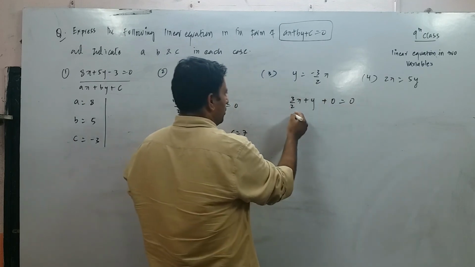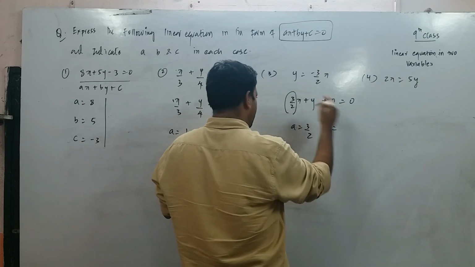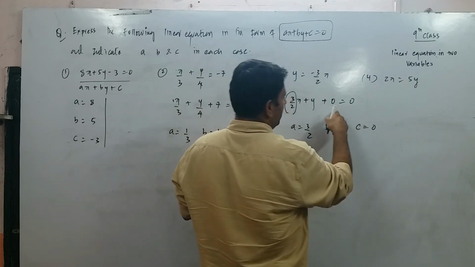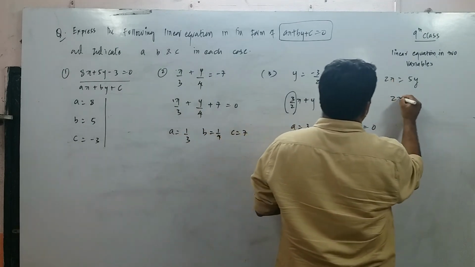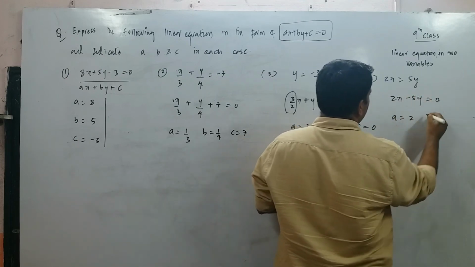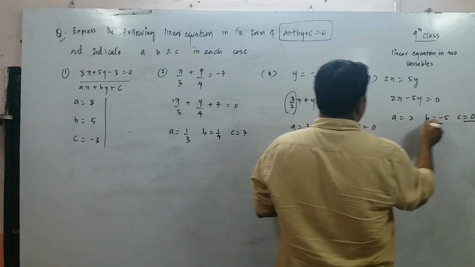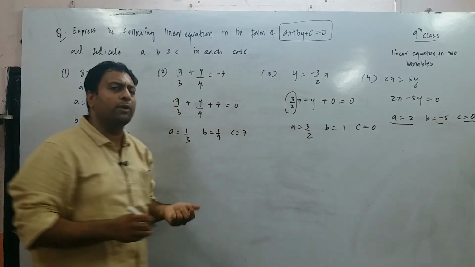Is it not? So what is the coefficient? A is equal to 3 by 2. B is equal to nothing is there means 1. And what is c is equal to 0. What about this? 2x minus 5y is equal to 0. Means what is a is equal to 2, b is equal to minus 5, and what is c is equal to nothing is there means 0. So in this way you do these simple questions.